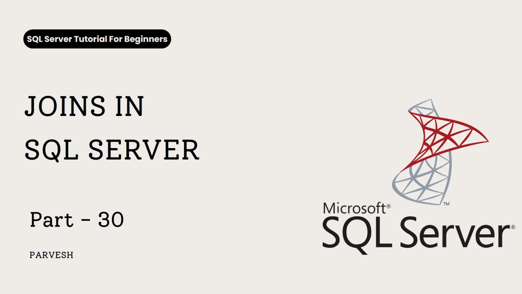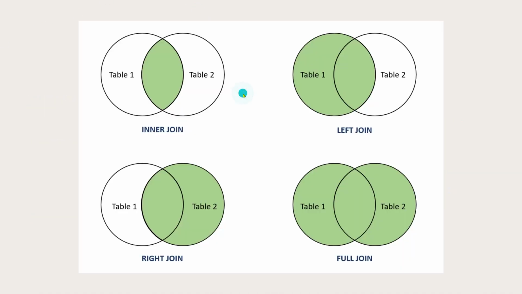Hello and welcome. In this video, let's understand what are joins in SQL Server. Joins are basically used to get data from multiple tables. When you have two tables and you want to combine data of both the tables, you can use joins and get the data. There are multiple types of joins in SQL Server.